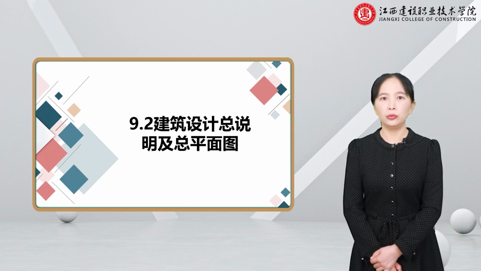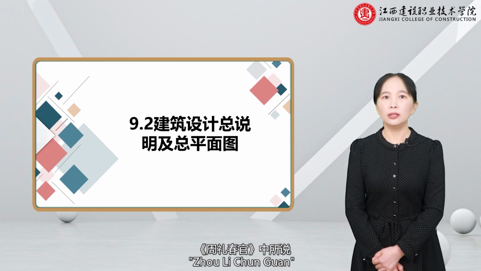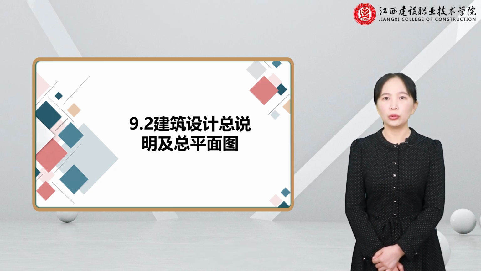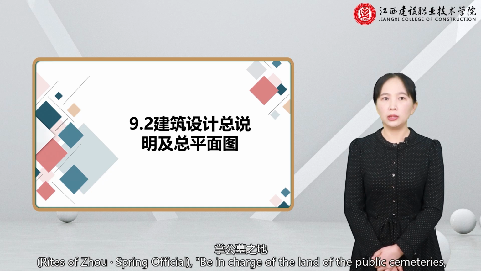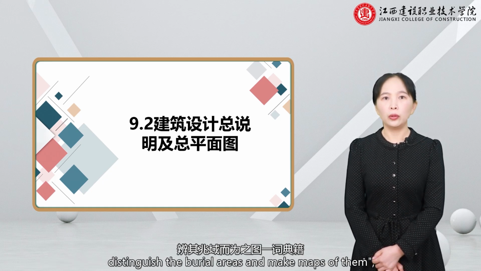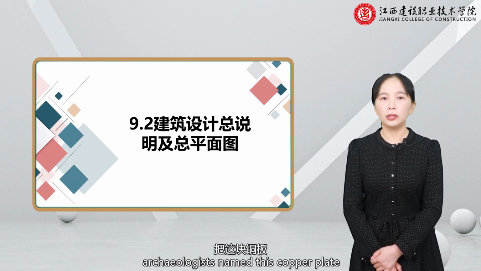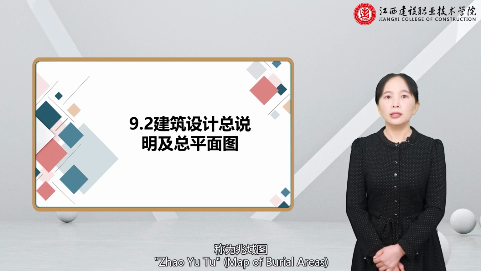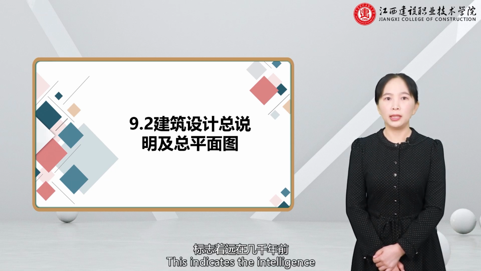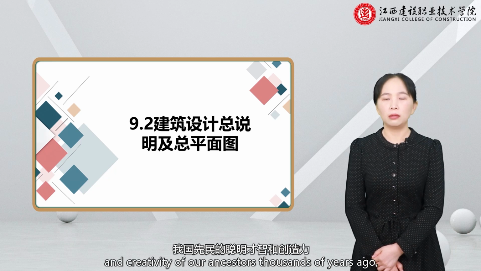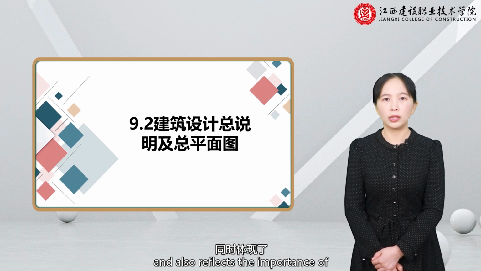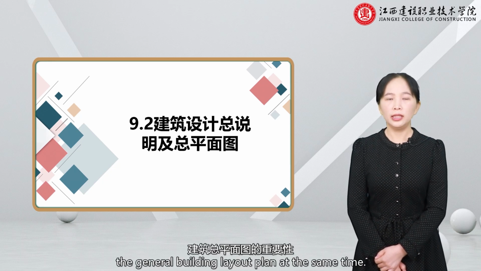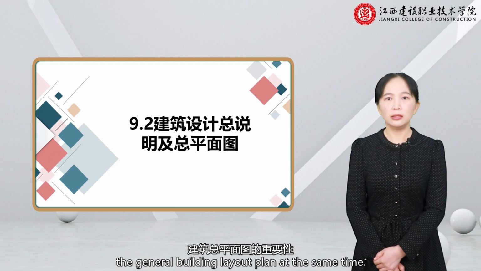According to the statement in Zhou Li Chengquan, Rights of Zhou Spring Official, be in charge of the land of the public cemeteries, distinguish the burial areas and make maps of them. Archaeologists named this copper plate Jiaoyu 2, Map of Burial Areas. This indicates the intelligence and creativity of our ancestors thousands of years ago, and also reflects the importance of the general building layout plan at the same time.